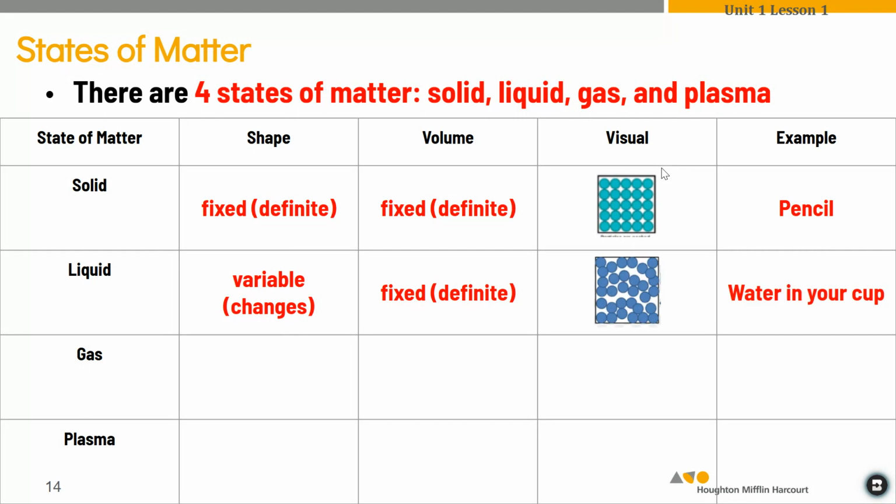Water molecules or liquid molecules are still close together, but because their shape can change, they can move around. So they're slightly more spaced out than a solid, and they can move around, but they aren't stationary. And there's no organization to it. So they're just scattered all over the place. And like I said, an example of a liquid would be the water in your water bottle or in your cup.